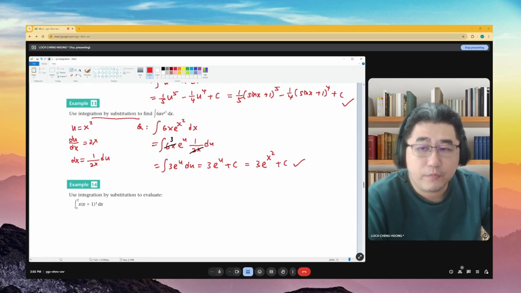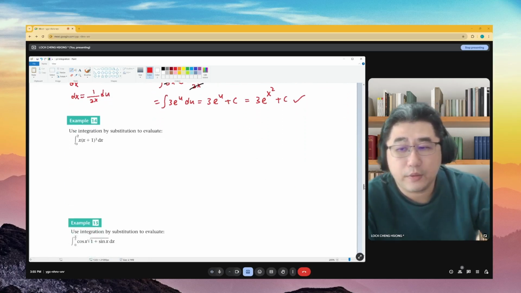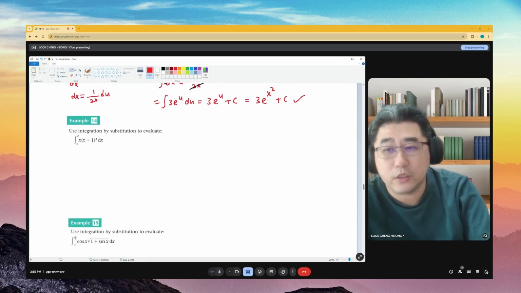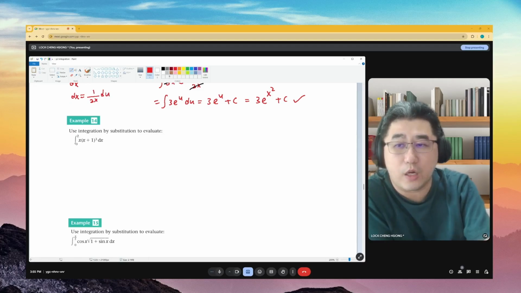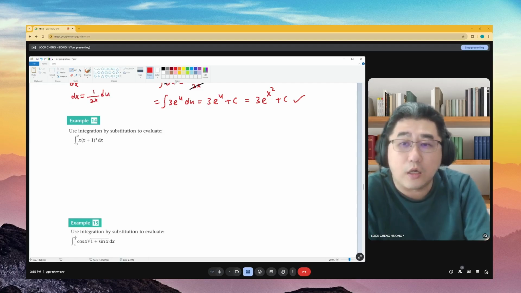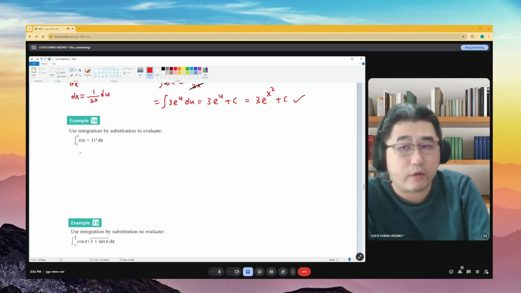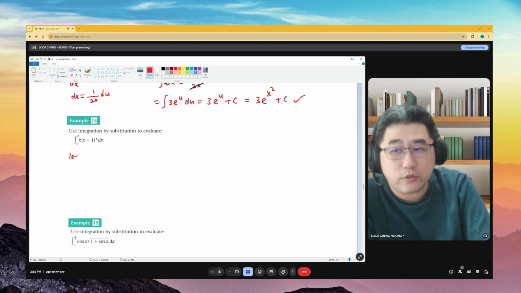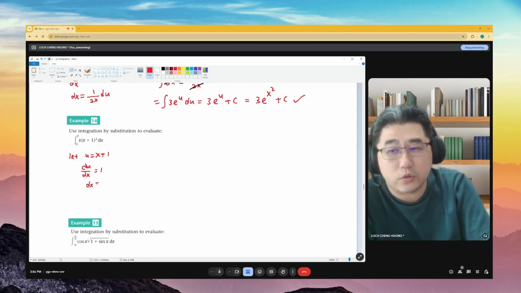Okay, next, what happens if they give us a limit? A limit, so 2 and 0 here. This one is the same thing, they didn't give us the substitution, so we need to figure it out by ourselves. So I will let u equal x plus 1, so du/dx equals 1, so dx equals du. Okay, then you see there's a limit here.